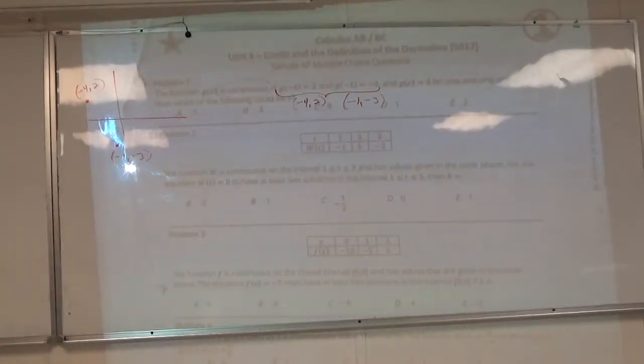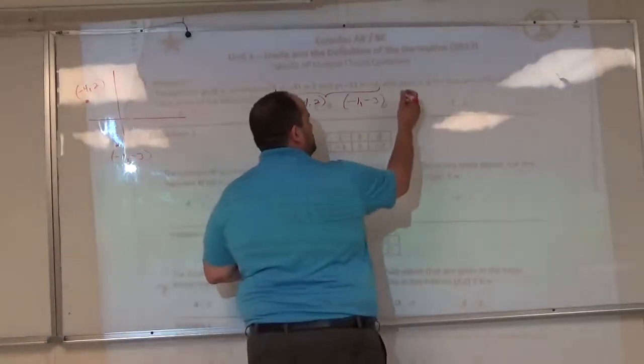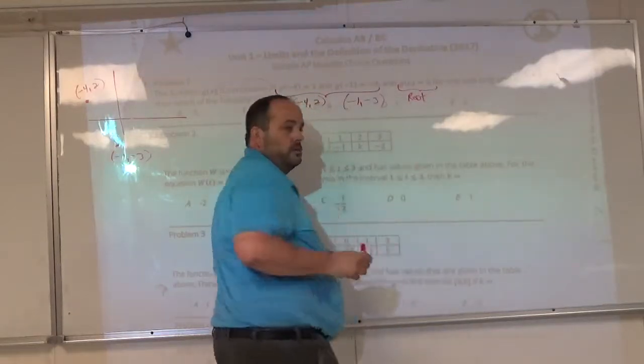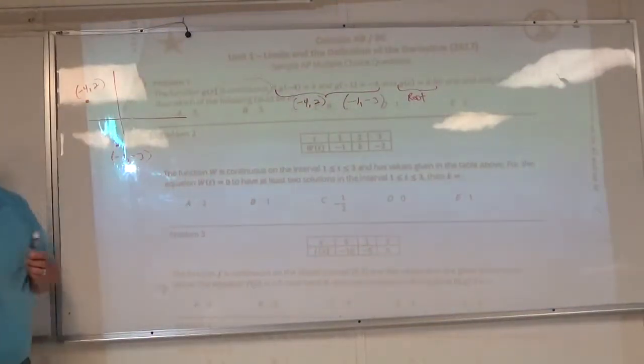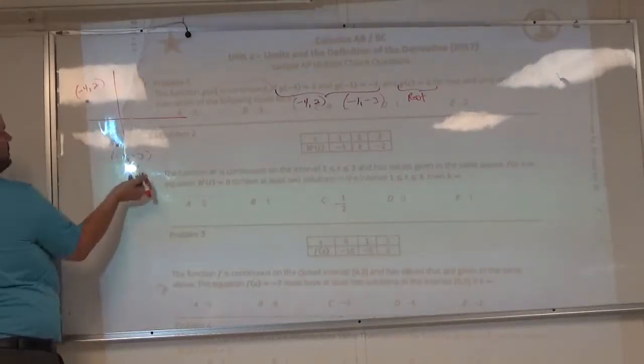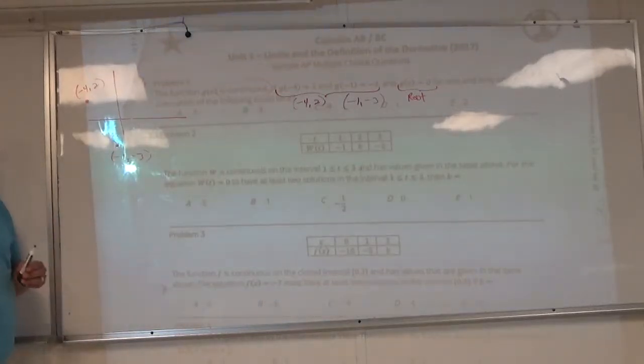I have a continuous function. They're saying that g of c equals 0. Another way to say this, you have a root. How many roots do we get? One root. What is the value of c? We've got a point up here, we've got a point down here, and the graph has a root. Do we know anything about c?